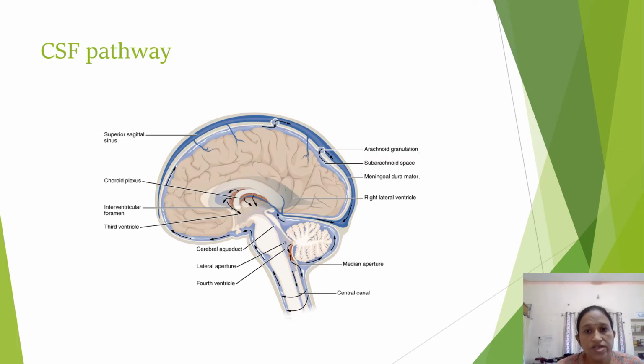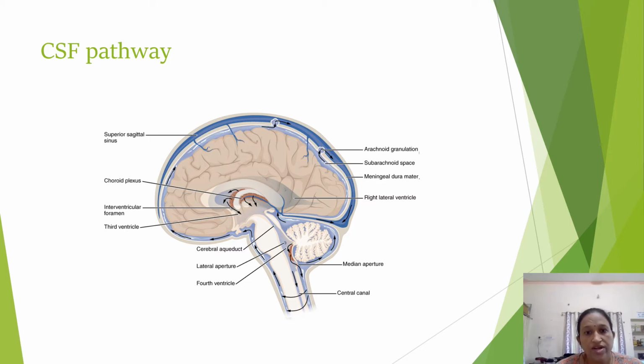So before proceeding to hydrocephalus, the main chapter, we should always know the normal pathway of the CSF and from where it is generated and where does it flow and where does it ultimately go. So here in this diagram, you can very well see that in the lateral ventricles, in the third ventricle and in the fourth ventricle, there are choroid plexuses. These choroid plexuses secrete the CSF. So the major amount is secreted in the lateral ventricles.